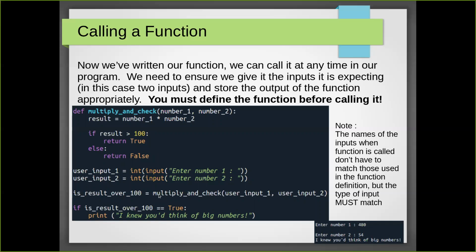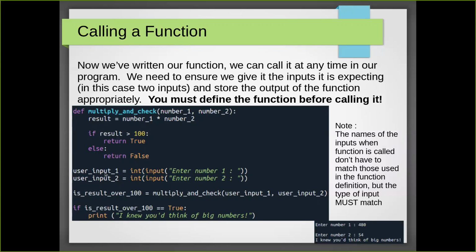So here I have a variable that I've called isResult over 100. Now that is going to be a Boolean. The reason it's going to be a Boolean is because it's going to store the result of that function. It's going to store the output. And the output, we know from that function, is a Boolean. So here, I call the function by its name, multiply and check, and then I pass it two values. Now it's expecting two numbers, because it's going to multiply them together. So I pass it two numbers.